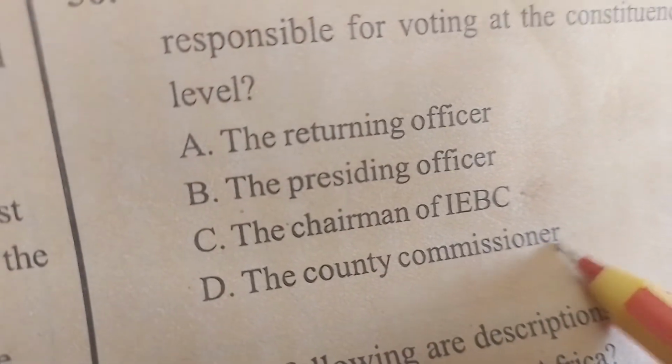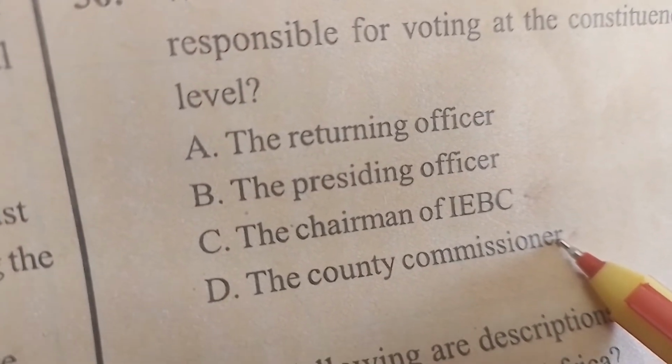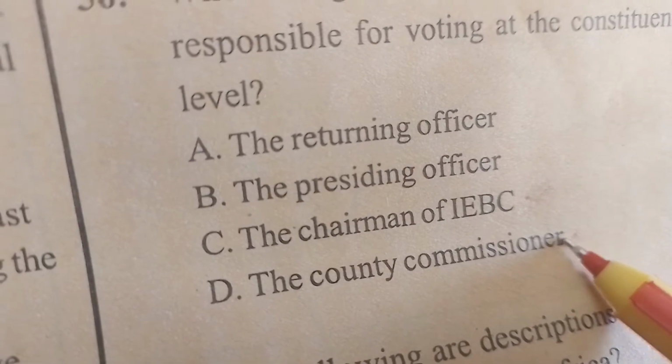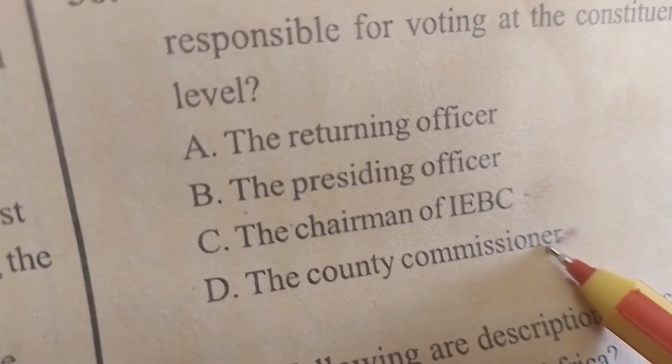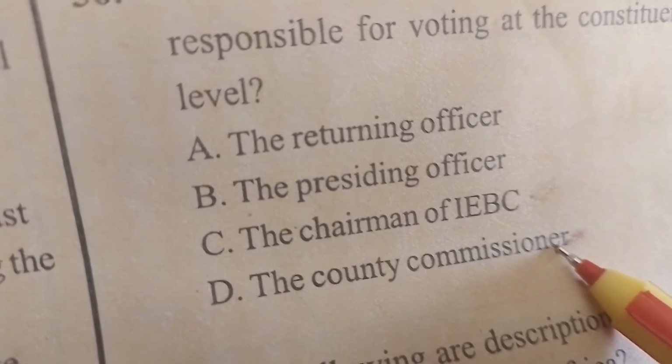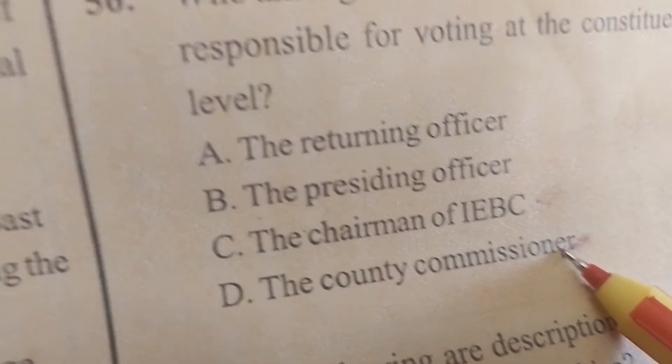The county commissioner represents the interest of the national government at the county level, because this person represents the office of the president, and this person is in charge of security at the county level. Another question is here.